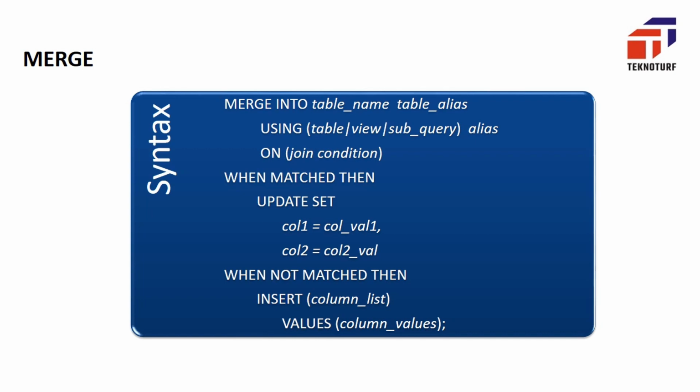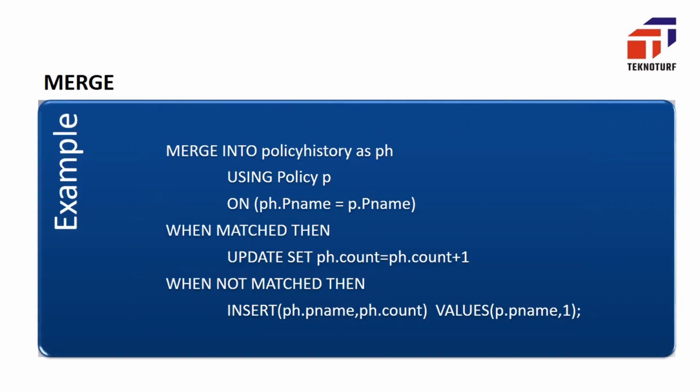The ON clause is where we supply the join between the source dataset and target table. Note that the join conditions must be in parentheses. The WHEN MATCHED clause is where we instruct Oracle on what to do when we already have a matching record in the target. The WHEN NOT MATCHED clause is where we insert records for which there is no current match. Here is an example of a merge statement and how to maintain a table policy history, which will have the policy name and the number of times the policy has been borrowed.